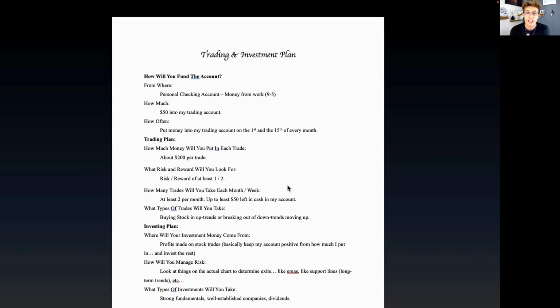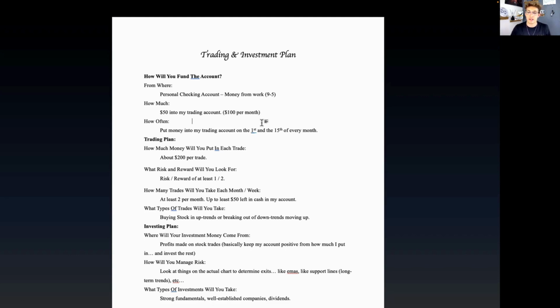So first up is my first section, how we fund the account. That stuff all looks fine to me. Where am I funding it from? Personal checking account. That's my money from my regular job. How much? I'm putting $50 into my account. Now, that is every 2 weeks. So I'll just say, $100 per month.